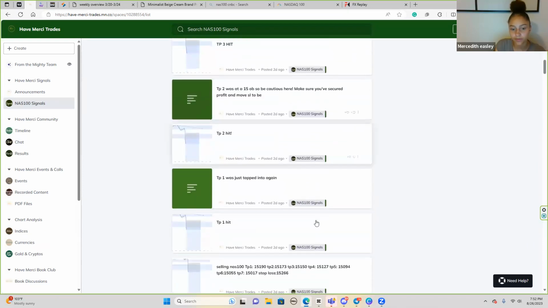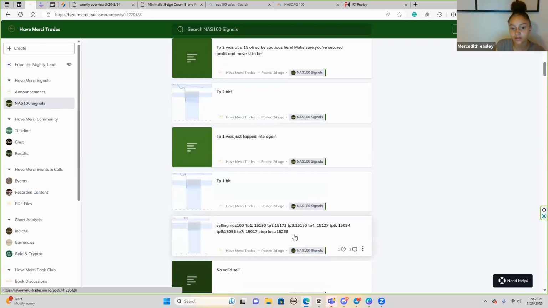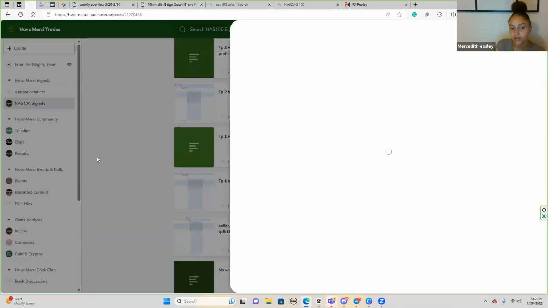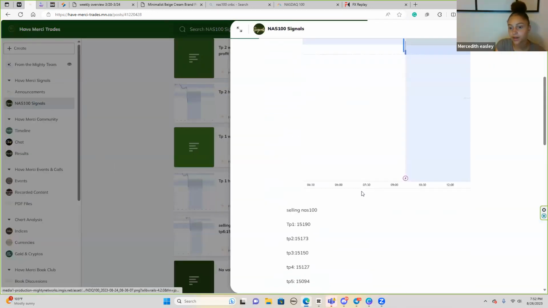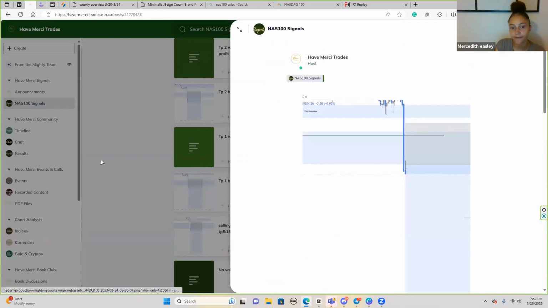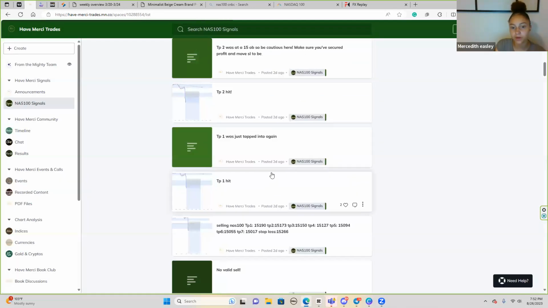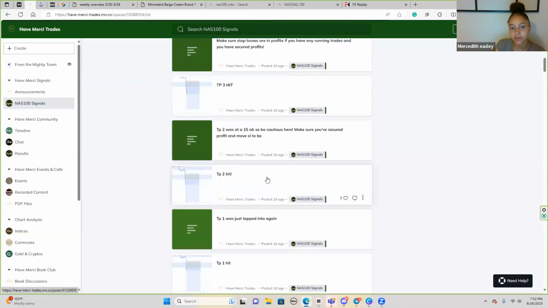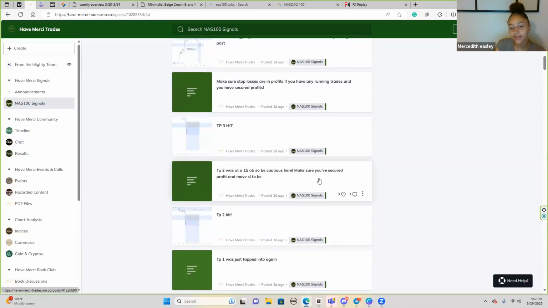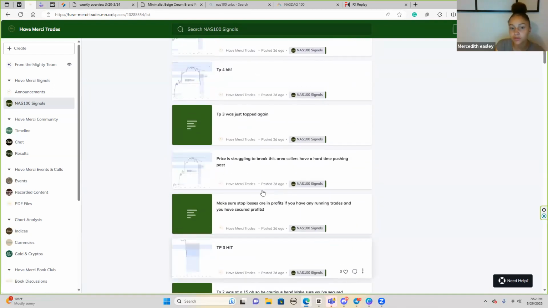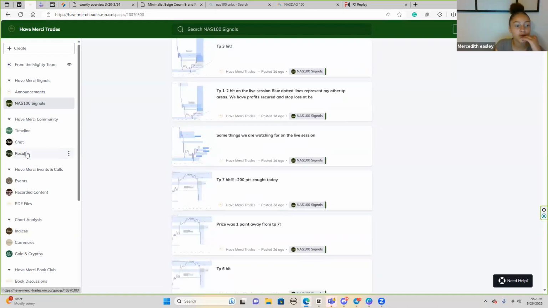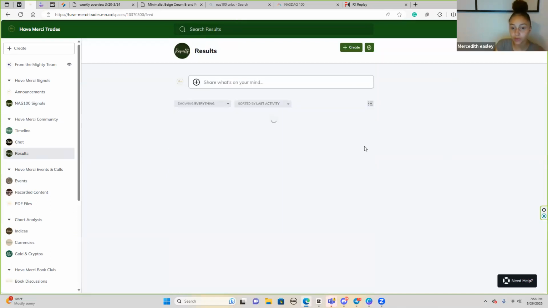All right. It should be right here. Yep, selling NAS 100, right? That's how the signal pretty much looks. And then once TP1 was hit, TP1 tapped again, then TP2. Make sure, and I tell you, make sure you've secured profit and move stop loss to break even. TP3 hit, right? And then we also have a results section for people that post their results.